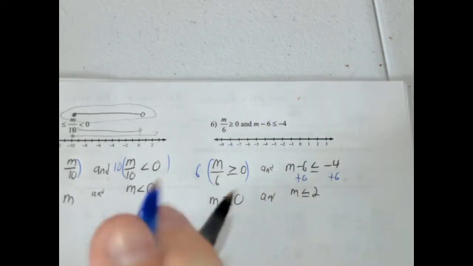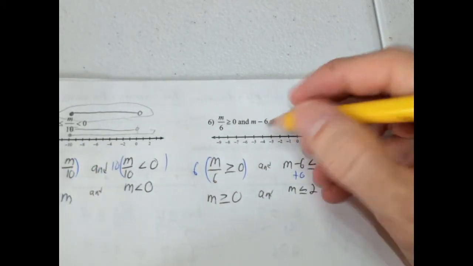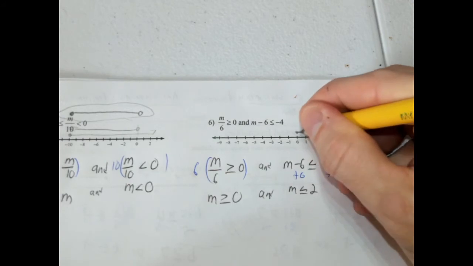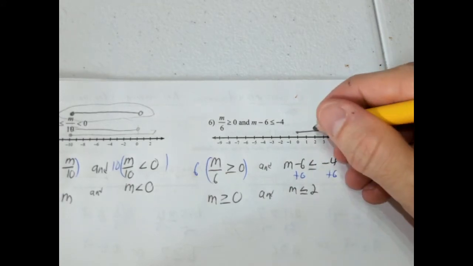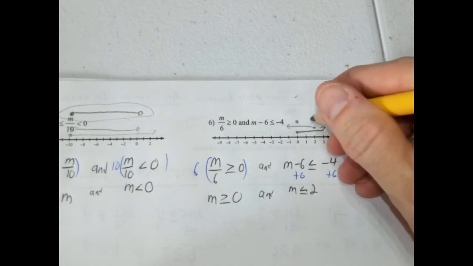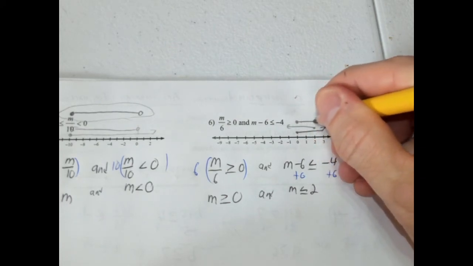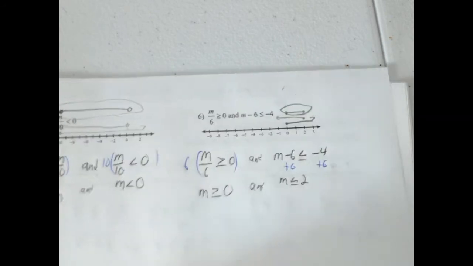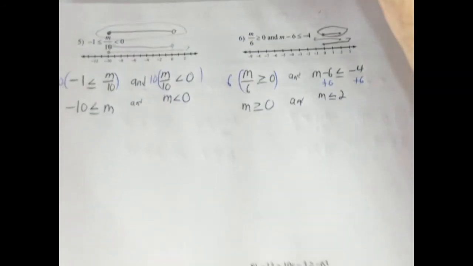So m is, let's use the pencil again. So m is greater than or equal to 0, so inclusive, and then m is less than or equal to 2. So you can see this is the area they have in common, so it's going to be from here to here, and they're both inclusive. And that's it. Alright, let's try the last two.